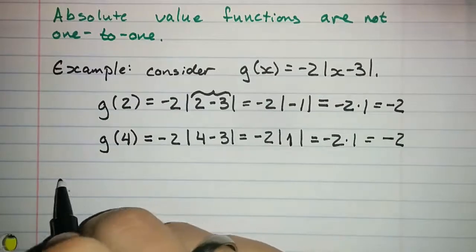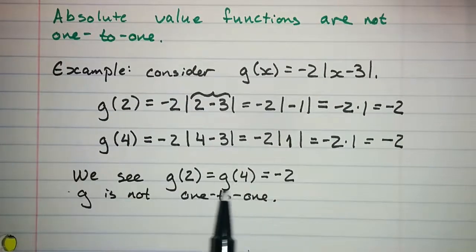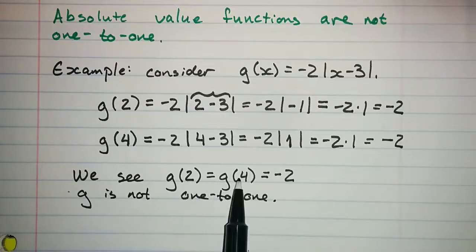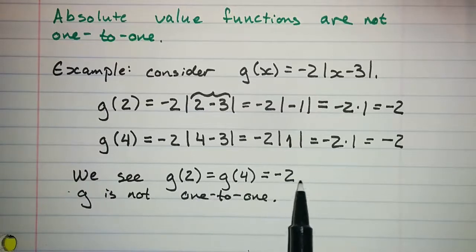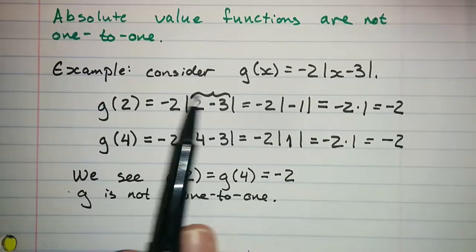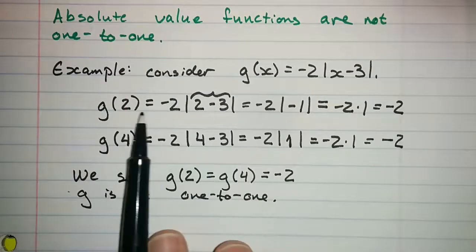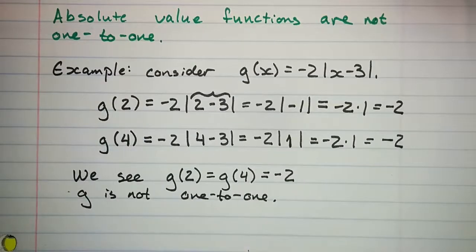Right, so we see g of 2 is the same as g of 4. That means that two different values of x give us the same value of y. g is not a one-to-one function. And it's pretty easy just by trial and error to find these values that give us the same output.